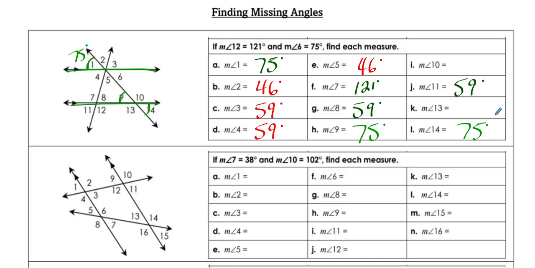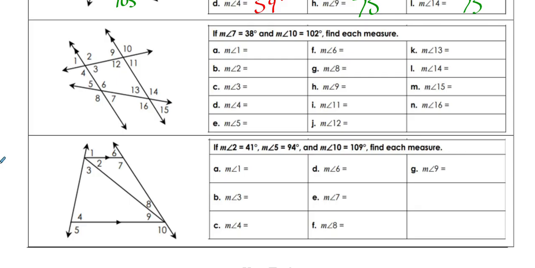Now we're just going to use supplementary angles. If this is 75, and we know that these two together have to add up to 180, that has to be 105. And so does that. So you can see it looks complicated at first, but once you start finding one angle, it makes it a lot easier to find the rest of them.